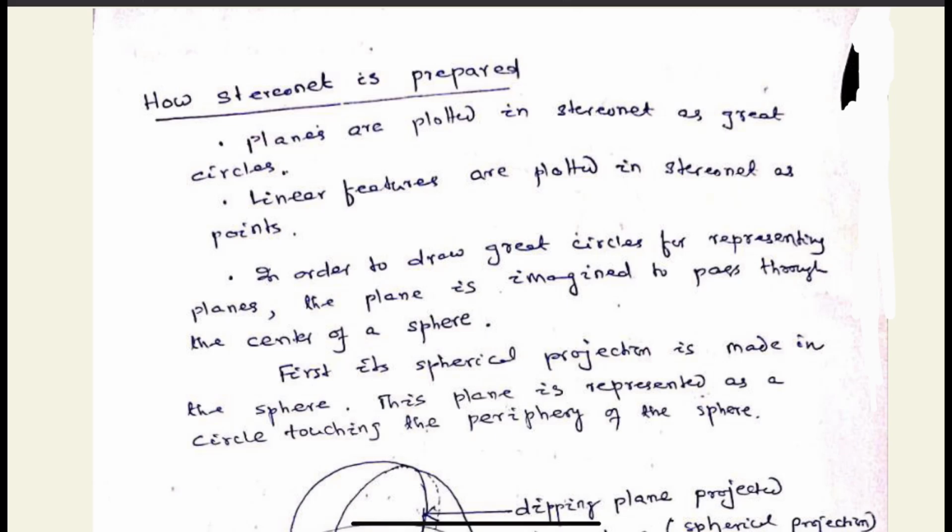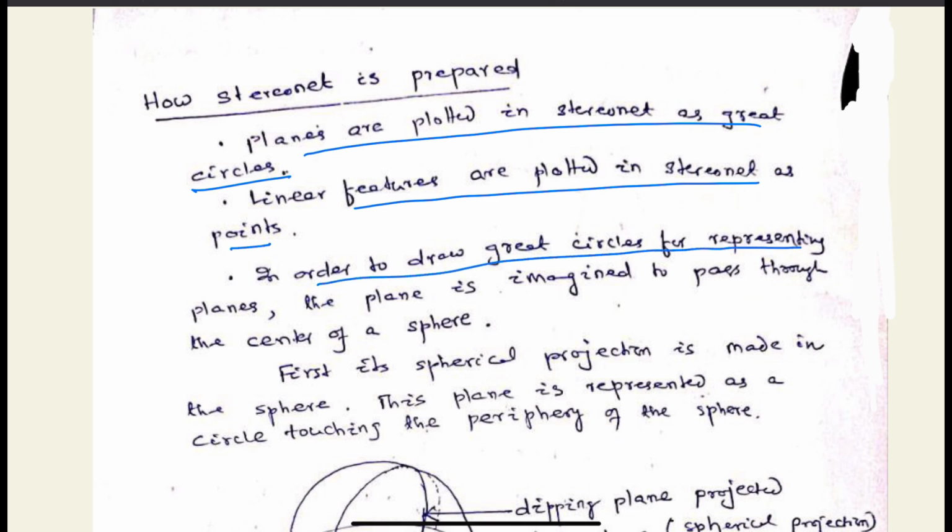Now, my dear students, today we will discuss the stereonet, how the stereonet is prepared, and how it is used to solve problems related to the attitude of beds, problems related to plotting of linear features in the stereonet. So, the planes are plotted in the stereonet as great circles. Linear features are plotted in the stereonet as points.